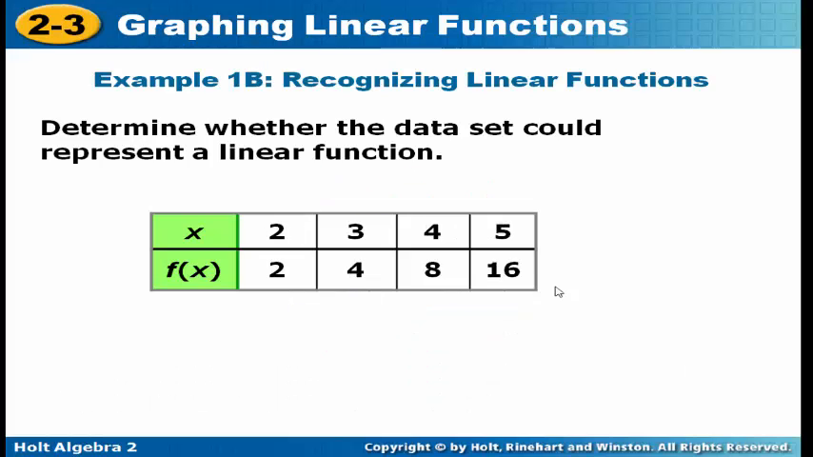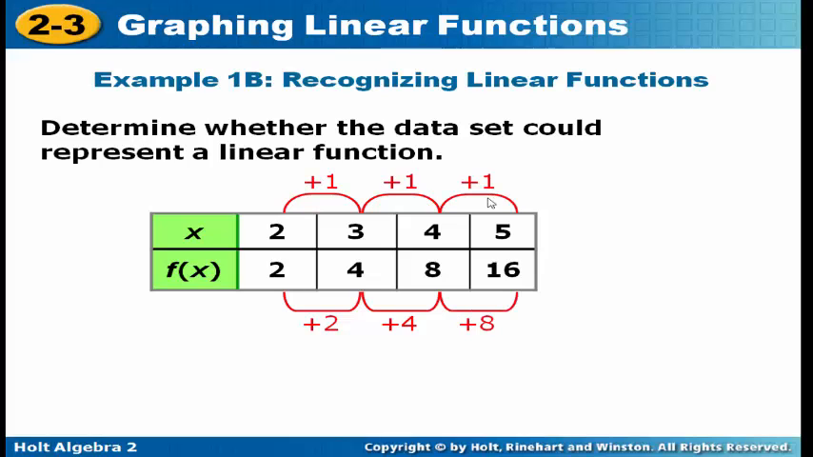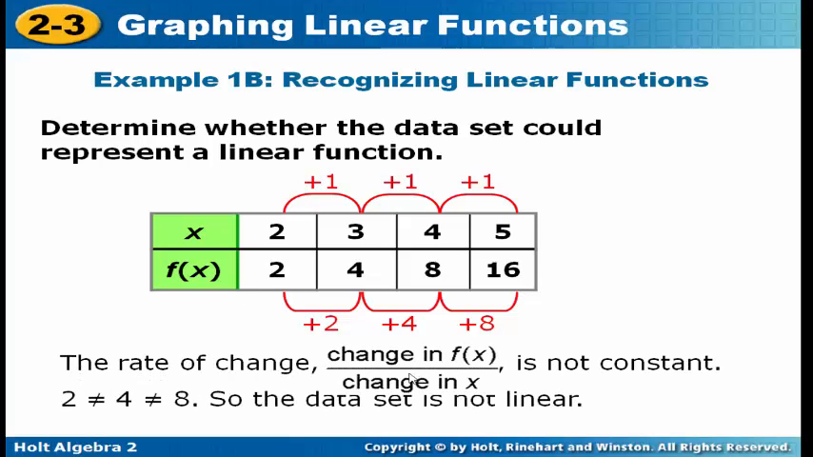Another example, determine whether the data set could represent a linear function. Check up and down: plus 1 and plus 2, add 1 but add 4, add 1 but add 8. So this is not a linear function. Why? Because the rate of change, which is change in f(x) over change in x, is not constant. The first time it was 2, the second time it was 4, the third time it was 8. So the data set is not linear.